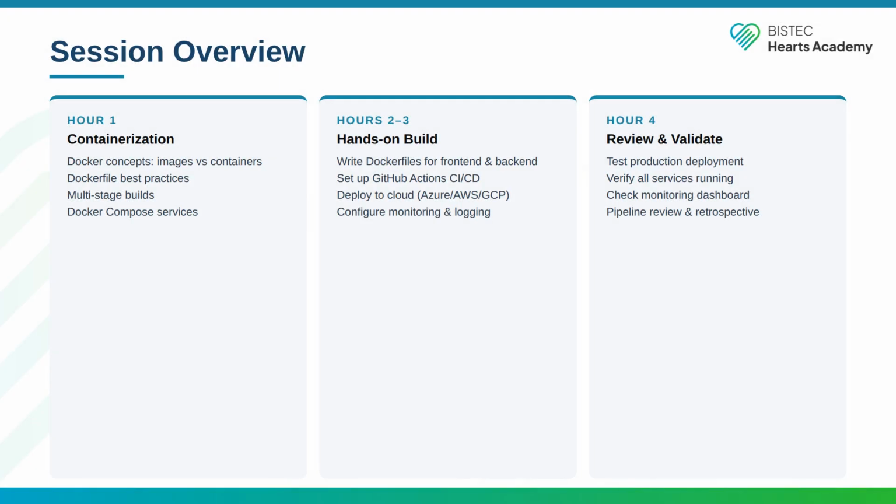Here is how the 4 hours are structured. In Hour 1, you will learn containerization fundamentals, Docker concepts, writing Dockerfiles with multi-stage builds, and orchestrating services with Docker Compose. Hours 2 and 3 are a hands-on build. You will containerize your full-stack app, set up a GitHub Actions pipeline that tests, builds, and deploys on every merge, deploy to a cloud platform, and configure monitoring. Hour 4 is for review and validation, testing the production deployment, reviewing the pipeline, and wrapping up with key learnings and the offline milestones for Month 6.